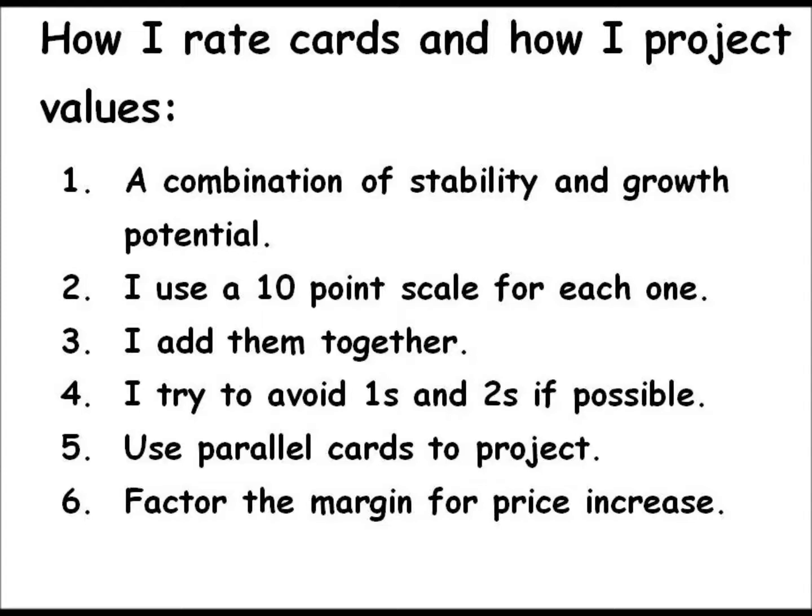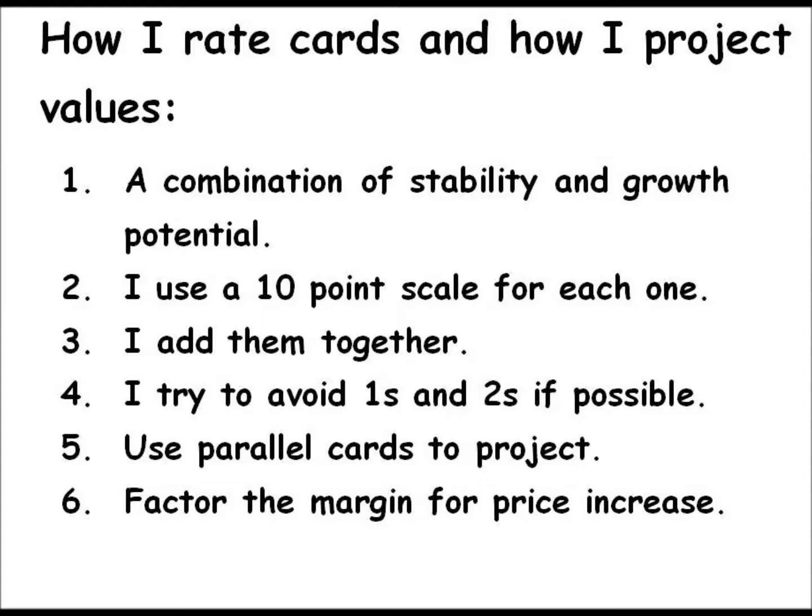So I'll rate the card. I'll go through all the criteria that I went on the list for stability and on the list for growth potential, and I'll give it a score on a scale of 0 to 10. Then I'll rate it for growth potential, 0 to 10, and score it. Then I'll add them together and get a total score. Some cards are high on stability, low on growth potential. Some are vice versa, and some are both, as we see on the top 25 list.